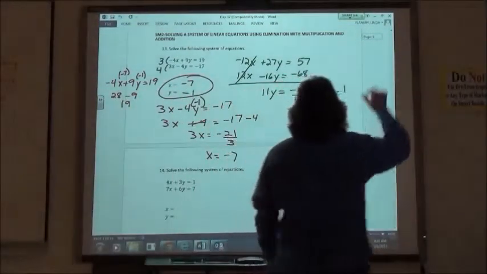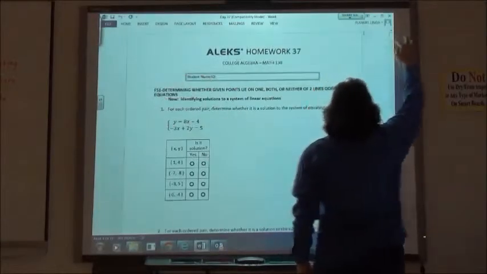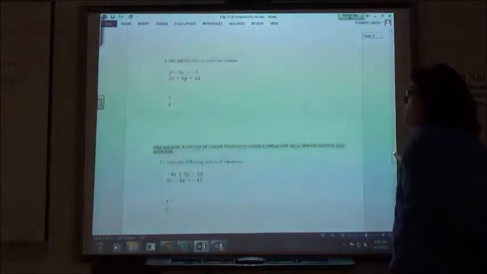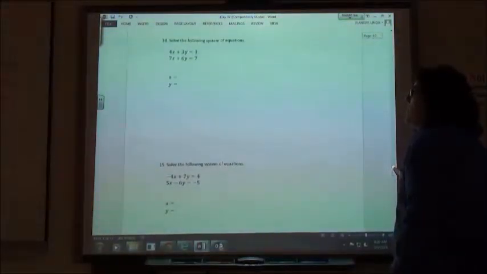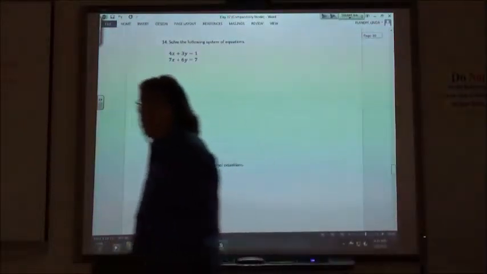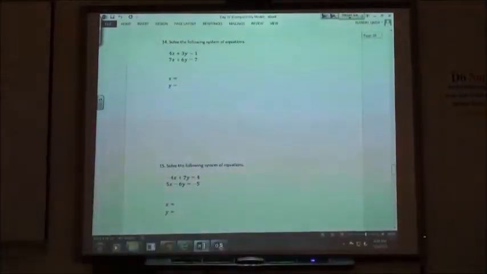All right, so number 14. Number 14, if I can find it, there it is. We are solving our system of equations. Again, both of these have numbers in front of the x's and the y's, so the elimination method is easier than trying to do substitution, because we'd have fractions. That wouldn't be very fun.